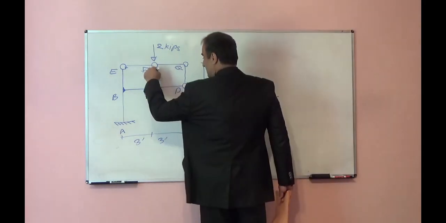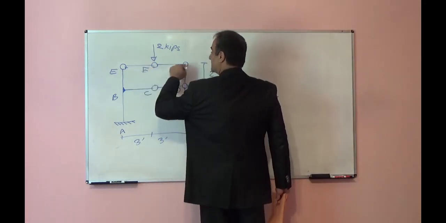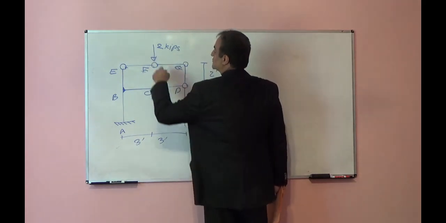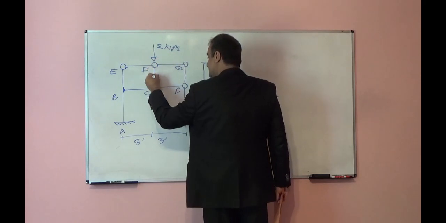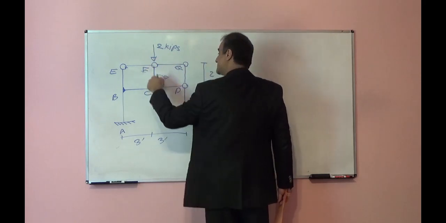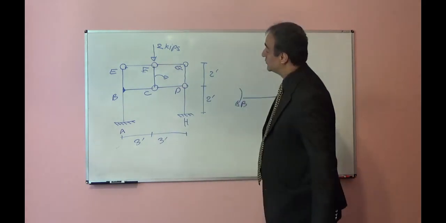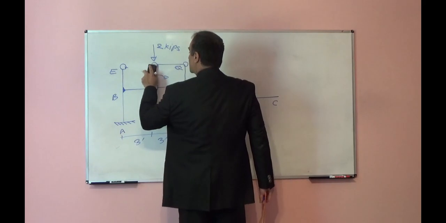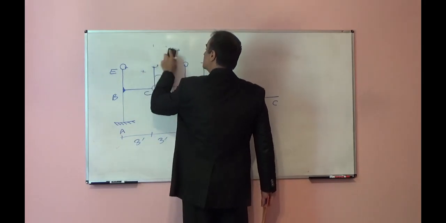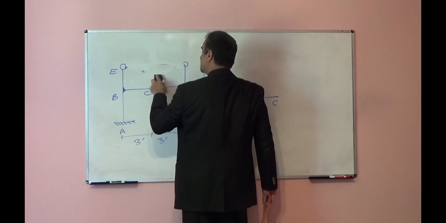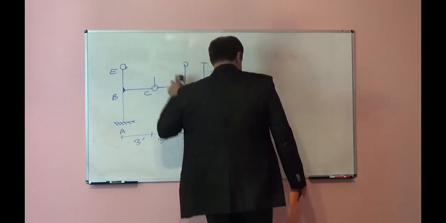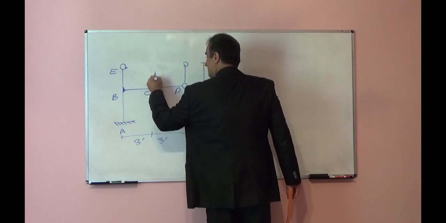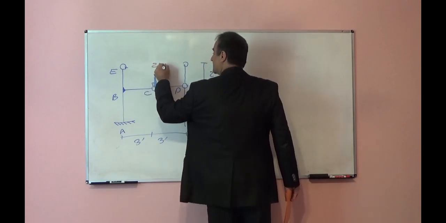Because if we remove this member, this part is not a stable part, it is an unstable part. So these 2 kips will transfer only to this member. This member force will be 2 kips. Now I can delete this part. So 2 kips will transfer totally to this member. Here we have 2 kips.